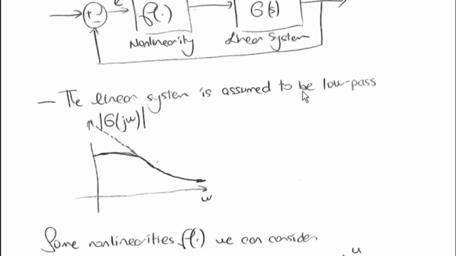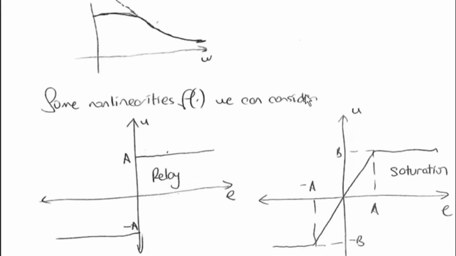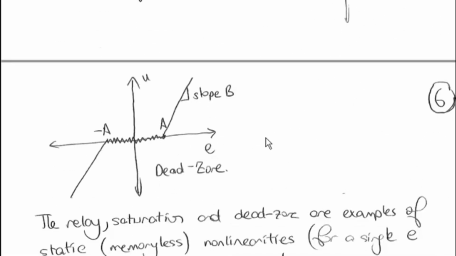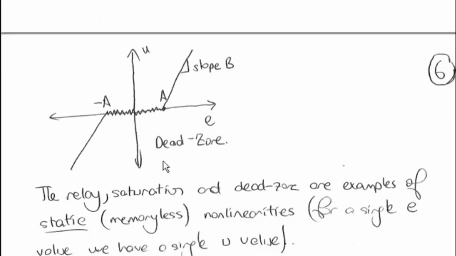So in class we have seen some candidate nonlinearities that we can analyze. The first nonlinearity was called the relay. It was just a switch. The second nonlinearity was a saturation type of nonlinearity, and the third type was called a dead zone, where we don't have any response from the nonlinearity in a region, and we start to get a linear response outside that region. So these candidate nonlinearities are actual examples of static nonlinearities.